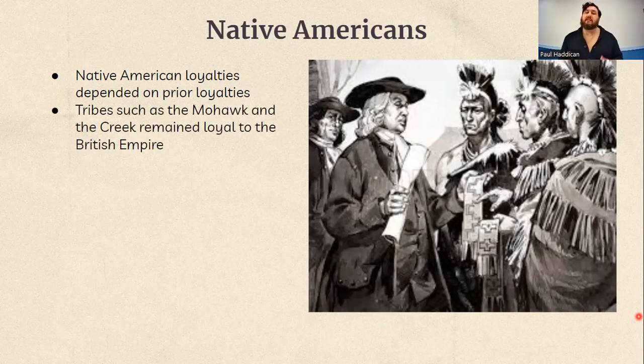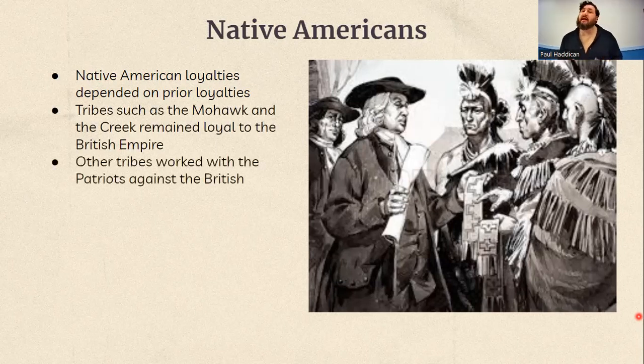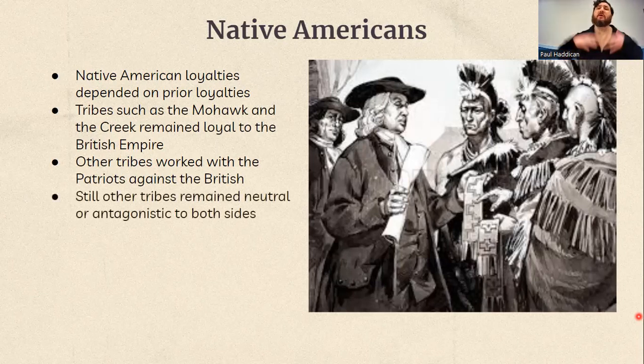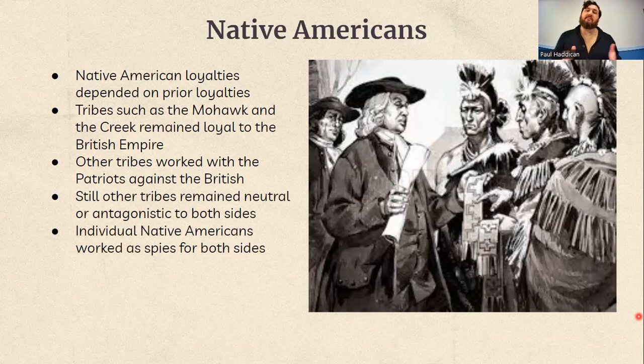Tribes such as the Mohawk and the Creek are going to remain loyal to the British Empire and work as spies and aides to them. But other tribes are going to work with the Patriots against the British, either because they like the colonists, or they just wanted to get rid of the British, right? And then you have still other tribes that are just going to remain neutral, and other tribes that are going to hurt both sides, spread misinformation. And individual Native Americans, no matter what tribe, also worked as spies for both sides, for the colonists and for the British.